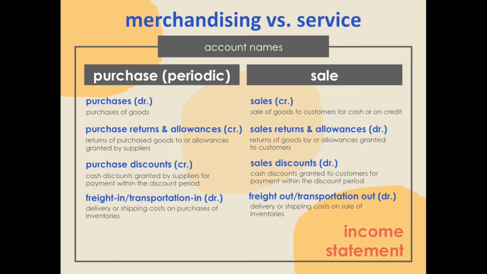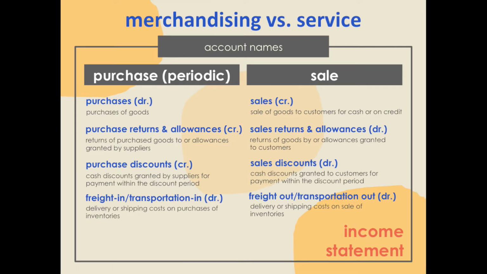Next, we have sales, which of course is used to record the sale of goods to customers, whether for cash or on credit. This has a normal credit balance because this is a form of income. Sales returns and allowances is used to record the return of goods by customers and any allowances granted by the company to its customers. It has a normal debit balance because it reduces the amount of sales of the company.